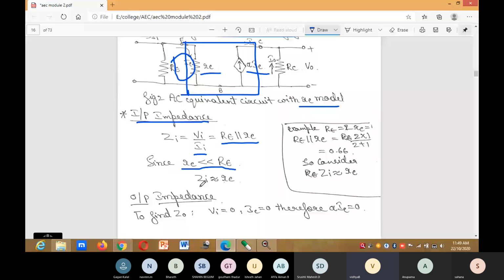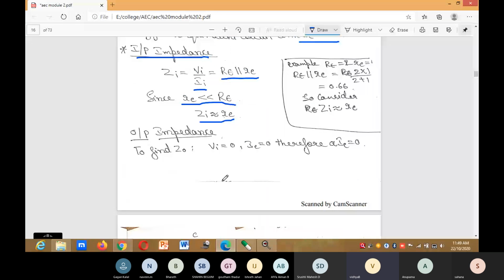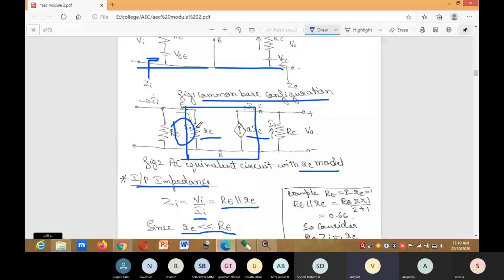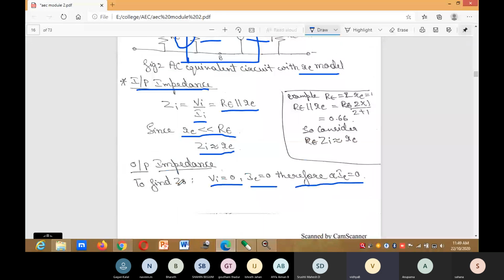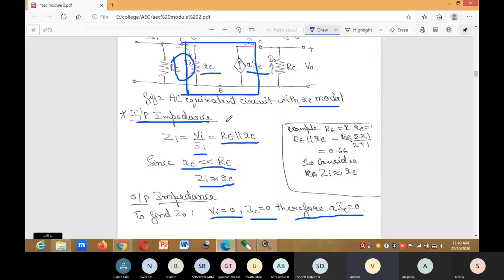Output impedance: to find Z0, Vi is equal to 0, so IE is equal to 0. To find the Z0 value, input voltage is equal to 0 and also IE is equal to 0, so alpha IE also becomes 0. Then only RC is left. Then Z0 is equal to RC.